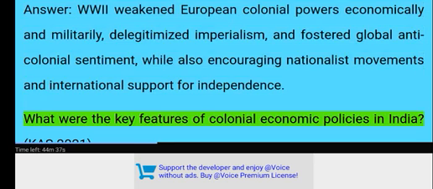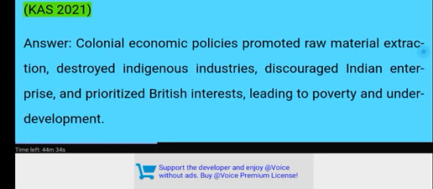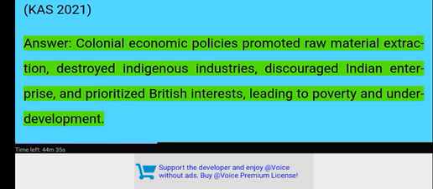What were the key features of colonial economic policies in India? CAS 2021. Answer. Colonial economic policies promoted raw material extraction, destroyed indigenous industries, discouraged Indian enterprise, and prioritized British interests, leading to poverty and underdevelopment.